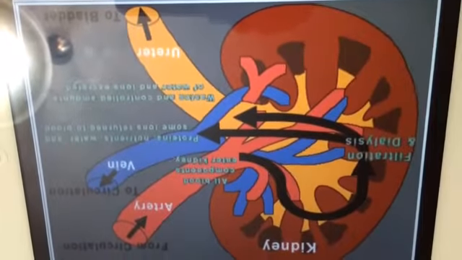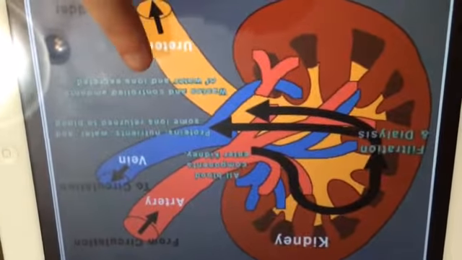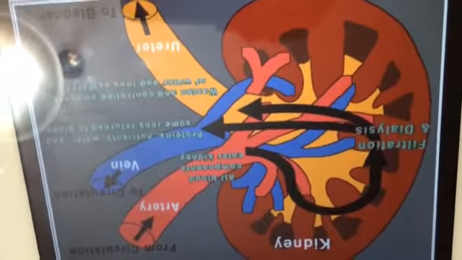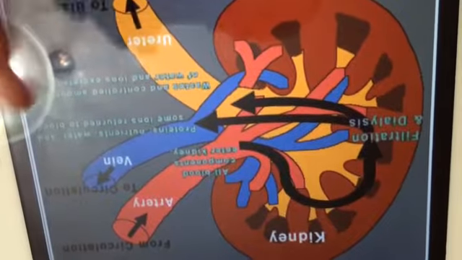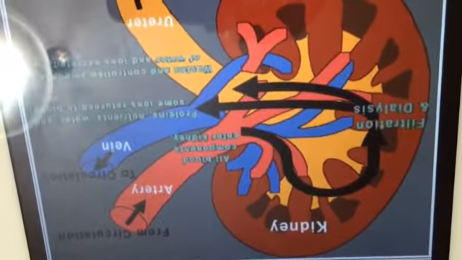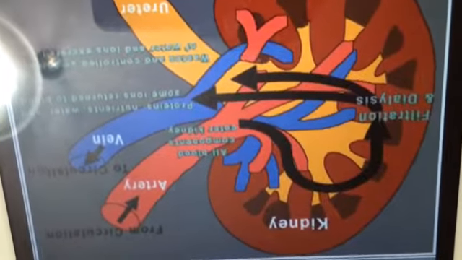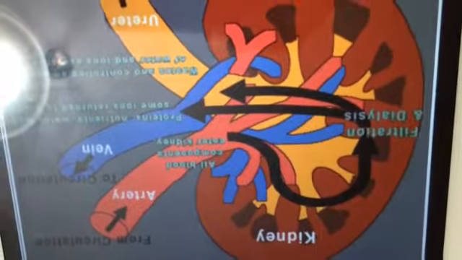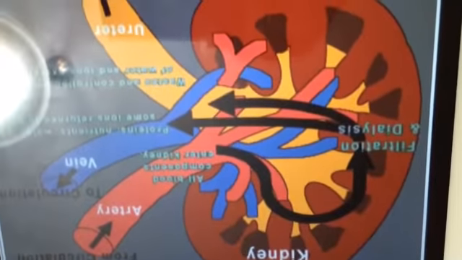And then tubular reabsorption is the transportation of substances out of the tubular urine. So whenever it's going back out to circulation. Tubular secretion is the transportation of substances into the tubular urine. So that's when it's coming out of the urine.